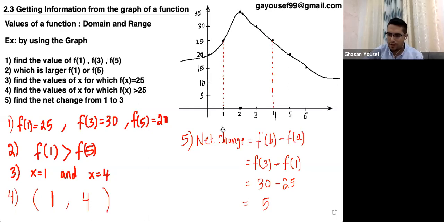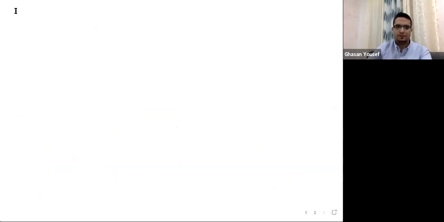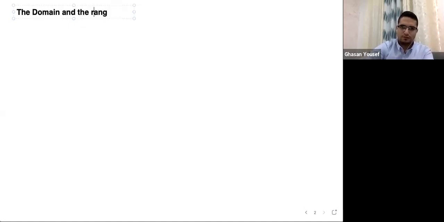Okay, let's go to the domain and the range from the graph. So now from the graph, I can find the domain and range for any function. So now it will not be hard to find the domain and the range for any function. So now the domain and the range of the function.